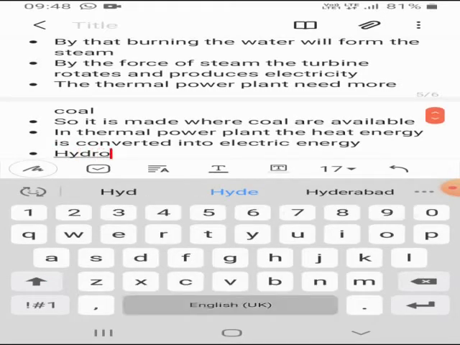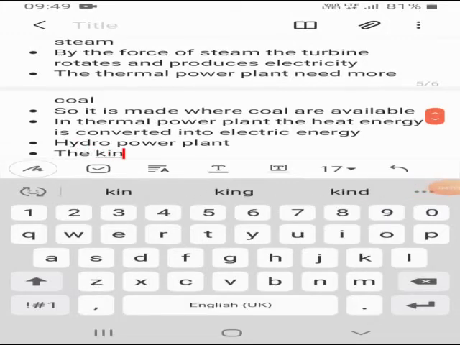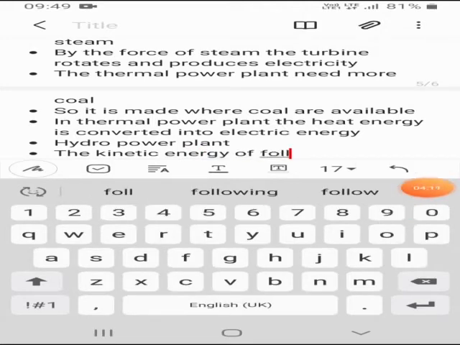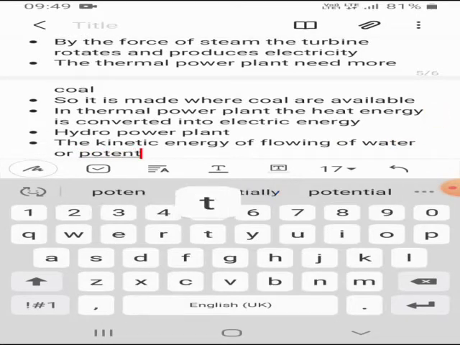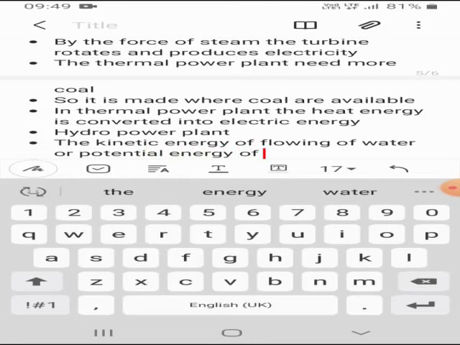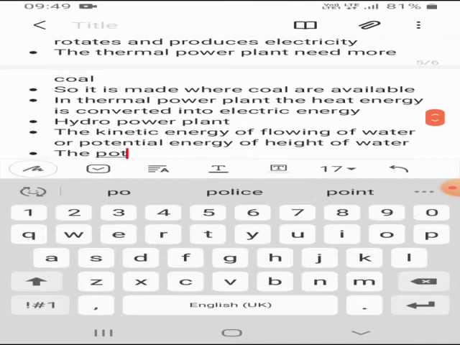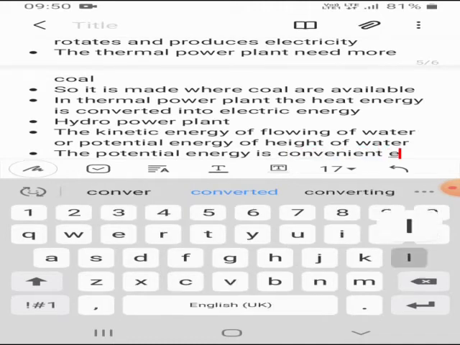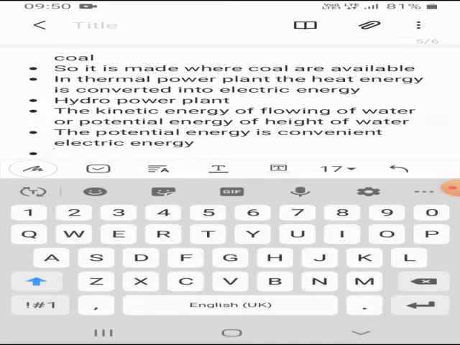Next is the hydropower plant. Let's know how a hydropower plant works. The kinetic energy of flowing water, or the potential energy, the energy of the height of the water from which it falls, like a waterfall, is converted into electric energy.